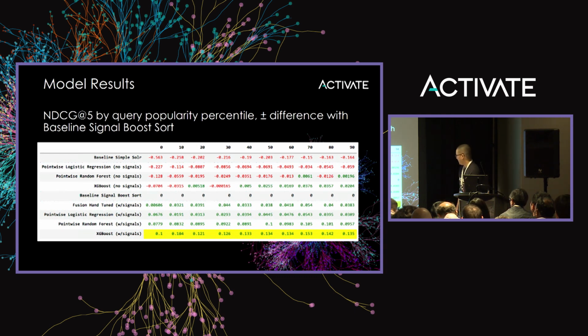Again, here's the difference between all the models and the signal boost sort, but you can see that the amount of improvement is a lot more on the tail side, but there is still a significant improvement on head queries as well.